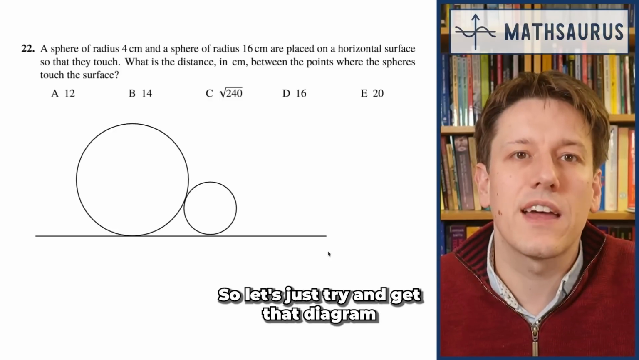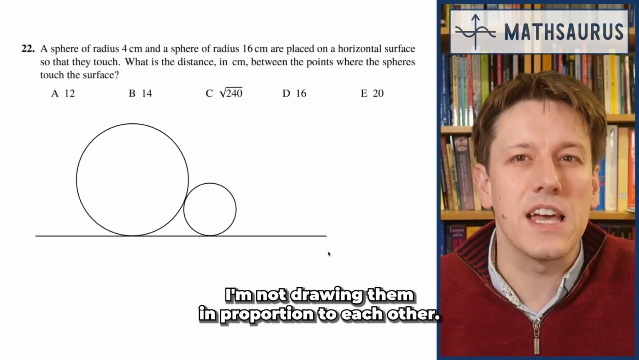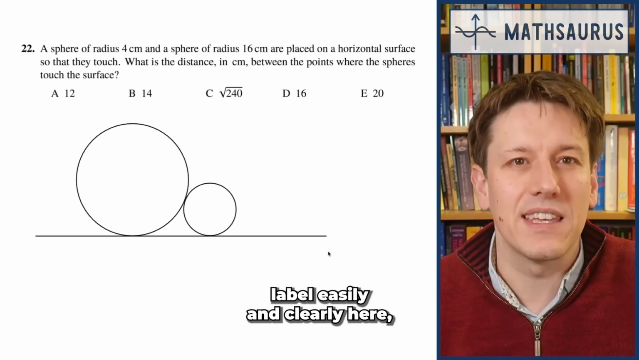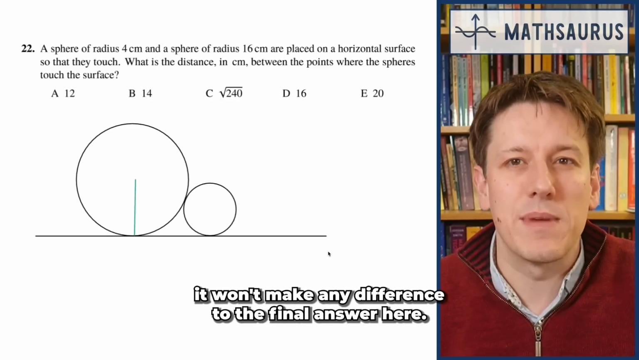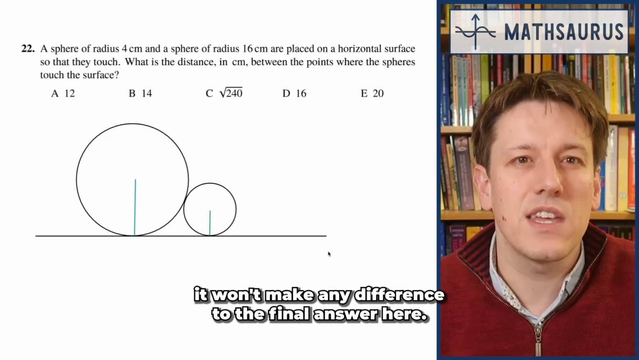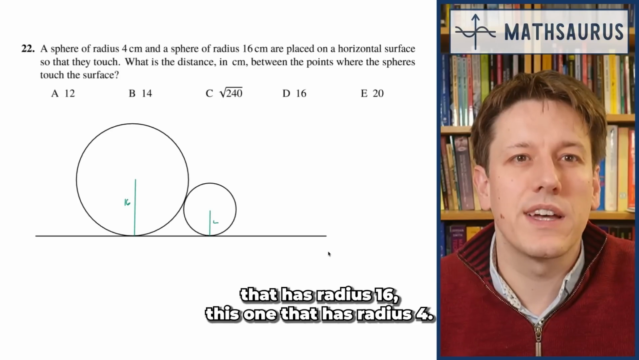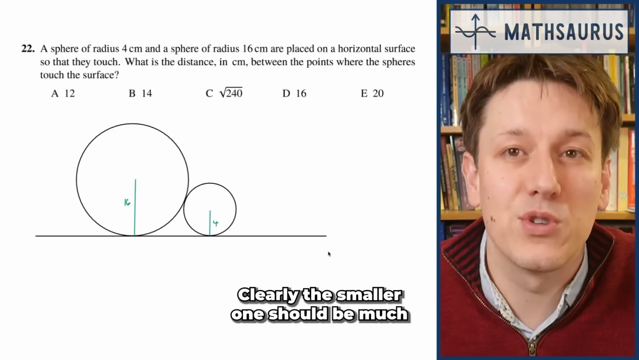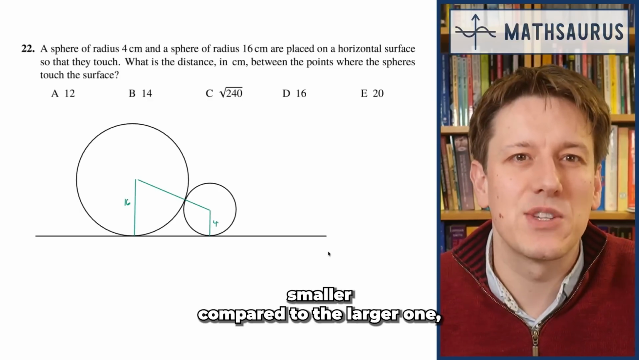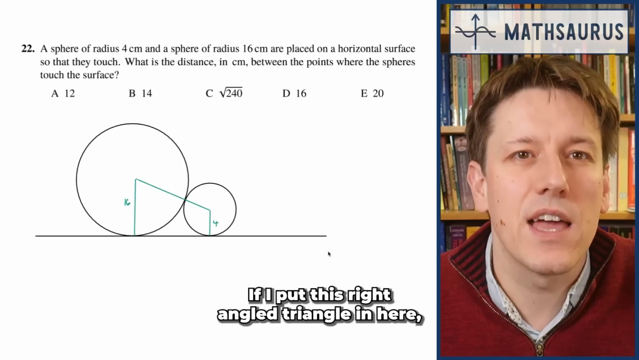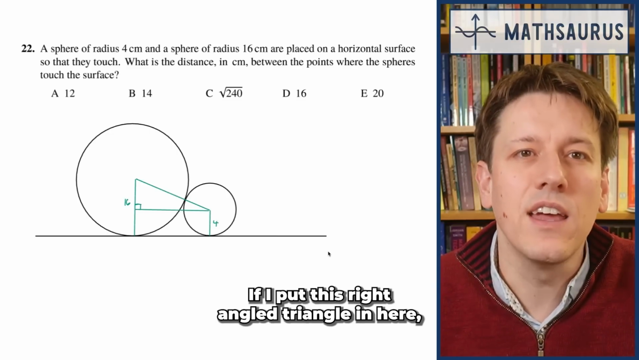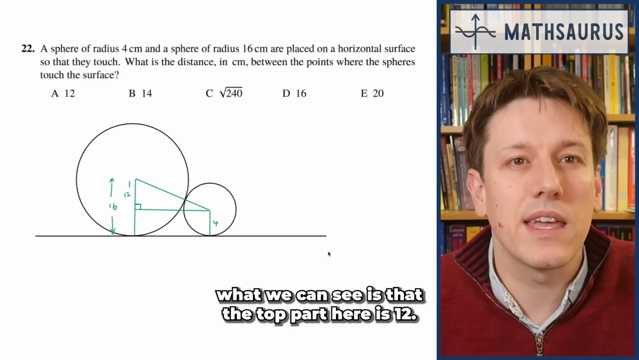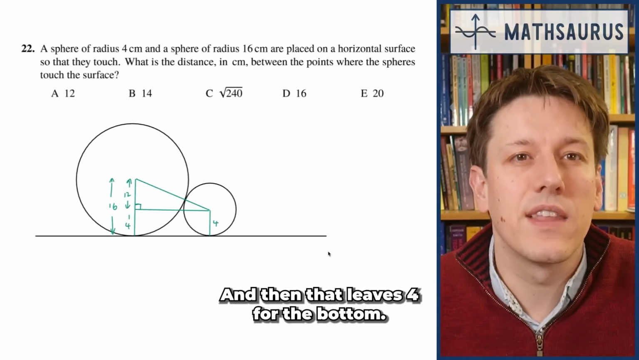So let's just try and get that diagram reasonably neat here. I'm not drawing them in proportion to each other. I just want to have something I can label easily and clearly here. It won't make any difference to the final answer here. So I've got this one that has radius 16, this one that has radius 4. Clearly the smaller one should be much smaller compared to the larger one, but it will work fine. If I put this right angle triangle in here, what we can see is that the top part here is 12, and then that leaves 4 for the bottom.